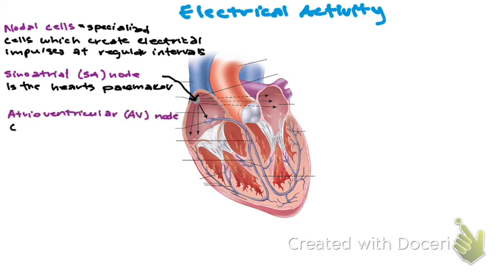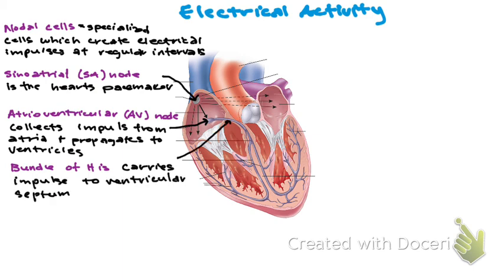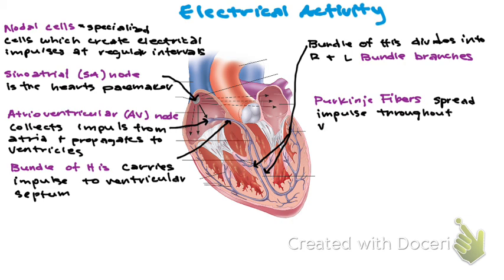The atrioventricular node collects impulses from the atria and propagates them to the ventricles. The bundle of His carries the impulse into the ventricular septum. So that's like this bundle of nervous tissue which can carry the impulse from the AV node down to the bundle branches. So the bundle of His divides into the right and left bundle branches, which then, as you can see, go along each ventricle. And then the impulse will go into the Purkinje fibers, which are fibers that spread the impulse throughout the ventricular walls.